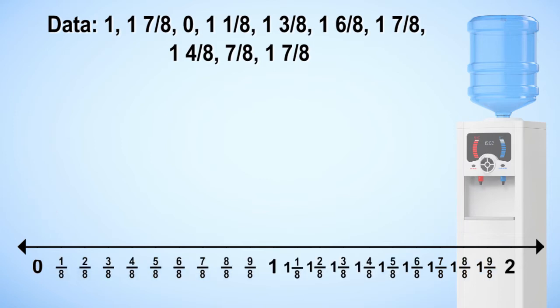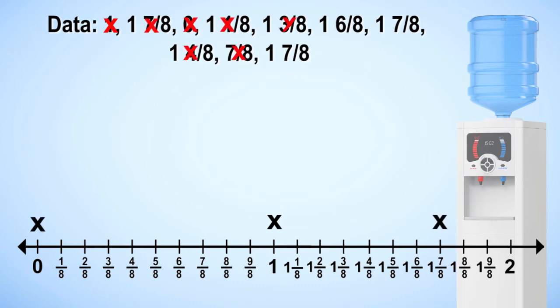Next, divide the number line into eighths because the denominators in the set of data are in eighths, and label the tick marks with the appropriate eighths. Now place an X for each piece of data in the correct place. Start with 1. Place an X above the 1. To keep track of the data we have used, we will cross it out. Next is 1 7/8. Place an X above the 1 7/8. Continue placing and crossing out all the data.